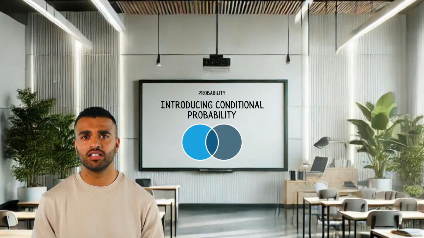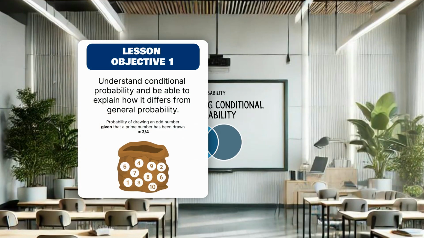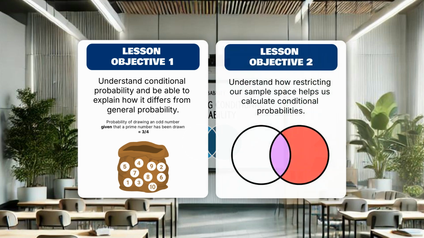In today's lesson, we explored the concept of conditional probability and how it differs from general probability. We learned how to refine our sample space based on known events, using visual tools like Venn diagrams and tree diagrams to aid our understanding. By focusing on a specific part of the sample space, we can accurately calculate the probability of an event occurring given that another event has already happened.